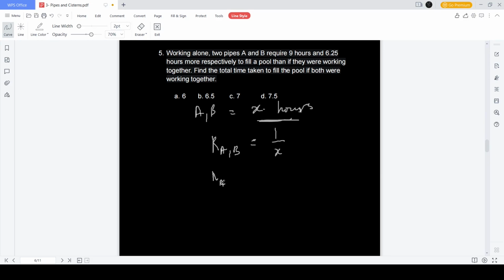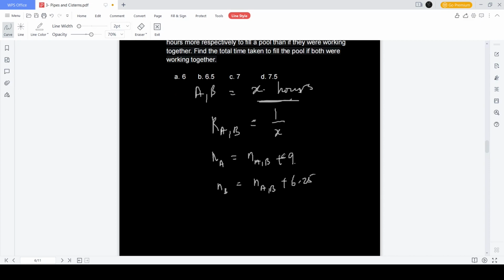So the time that A takes is equal to the time that A and B both take plus 9. And the time that B takes is the time that A and B both take plus 6.25. Now we have to substitute.